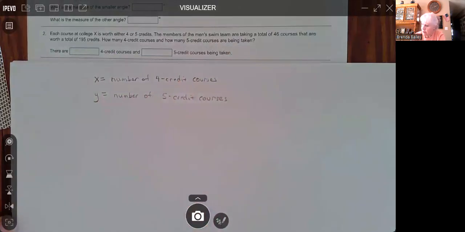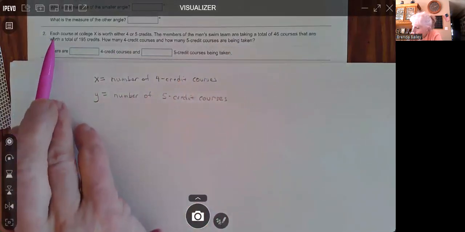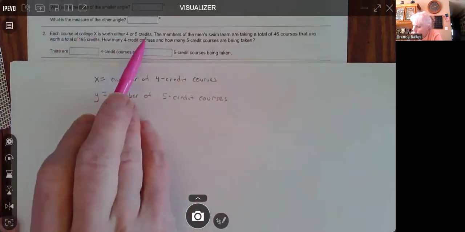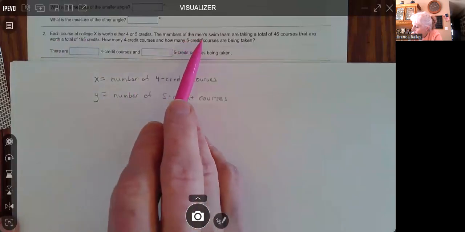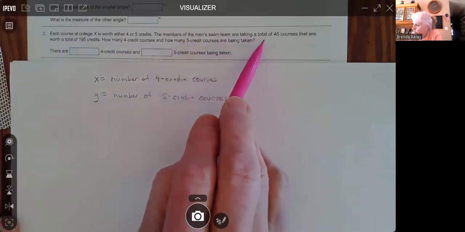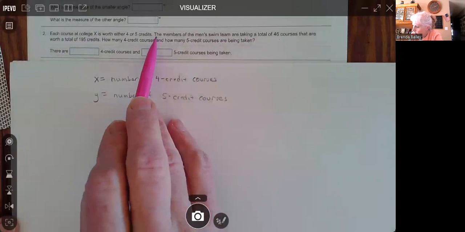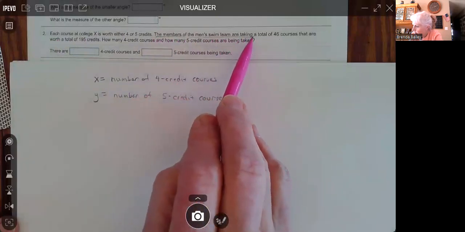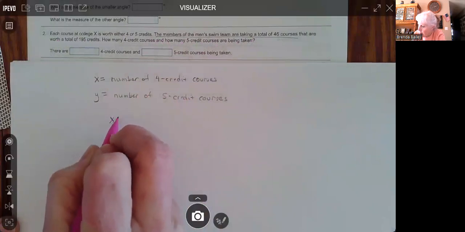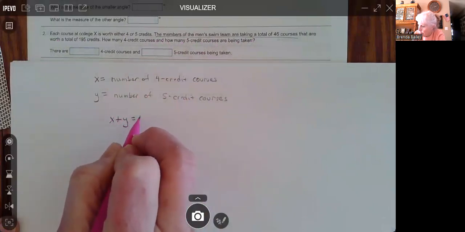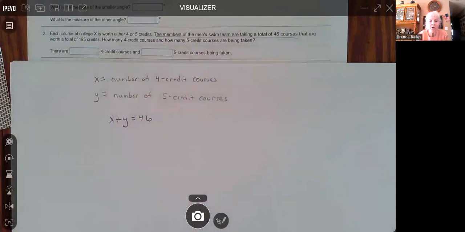So let's read our first sentence. Each course at College X is worth, okay, there's not much in this sentence other than setting this up. The members of the men's swim team are taking a total of 46 courses. So right there, we know that if we take X plus Y, we're going to get 46. So there's one of our equations from that statement right there.